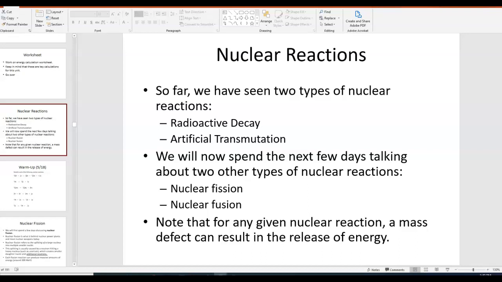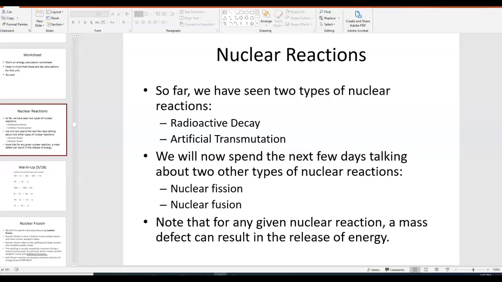fission and nuclear fusion. Okay, now it's important that you understand that in all types of nuclear reaction, they all basically operate the same way. You have typically some type of mass defect, which can result in the release of energy as a product. Okay, so typically, not always, but typically you have more mass on the reactant side, on the left side, and then that mass is transformed into energy on the right side.